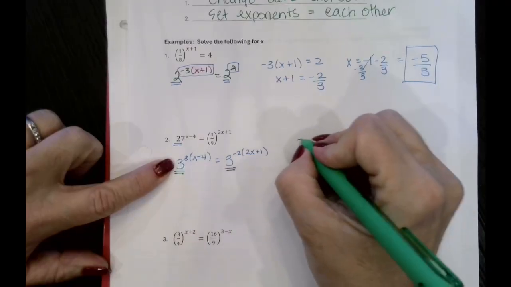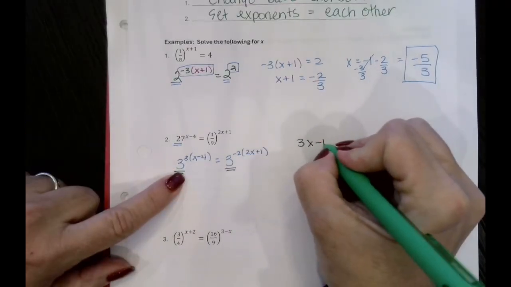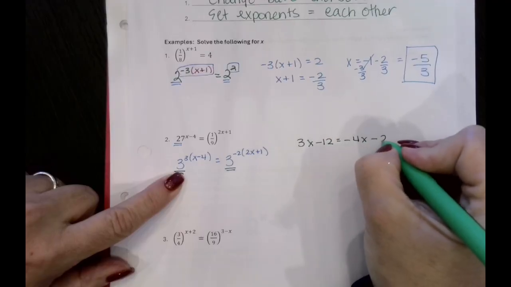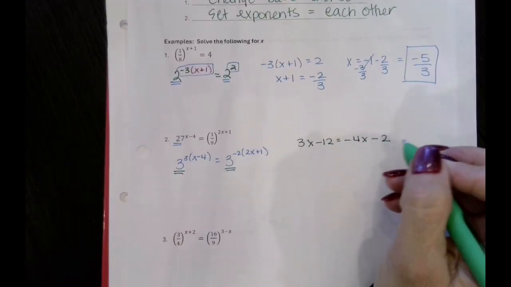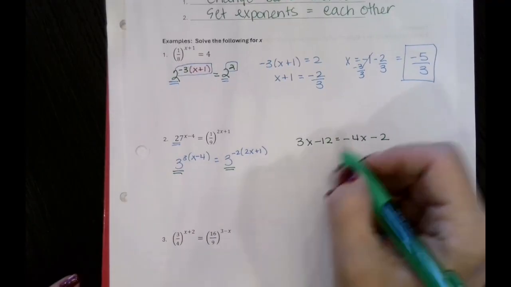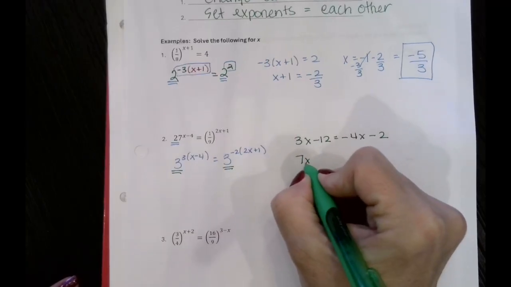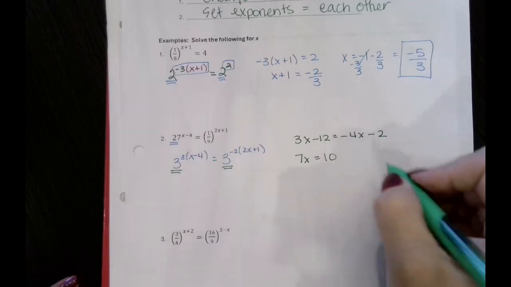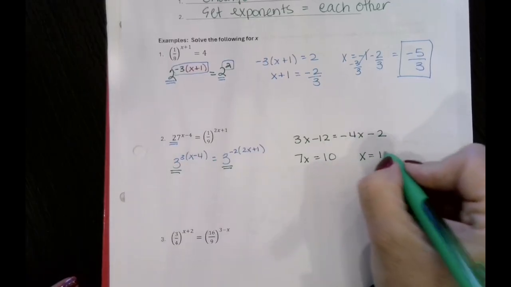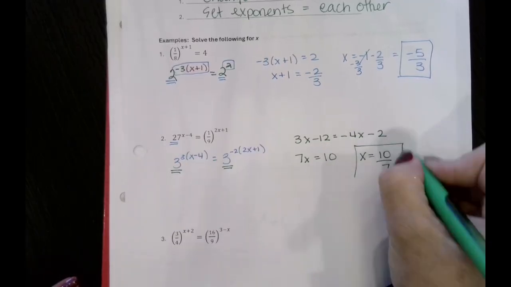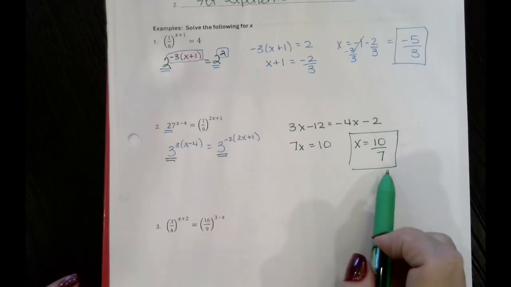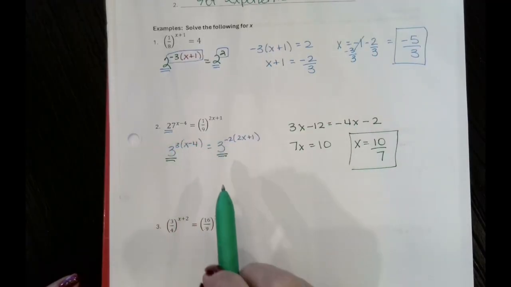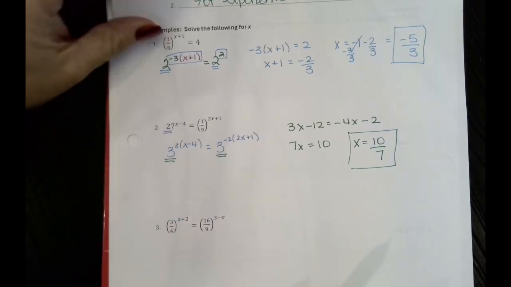So I'm going to do the math as I go. So 3x minus 12 equals negative 4x minus 2. Okay, so if I move this over, I would have 7x equals, I move this over, 10. So this tells me that x equals 10 over 7. Again, it's a number that's not pretty, but we can plug this in to both sides of the equation and see that it works. All right.